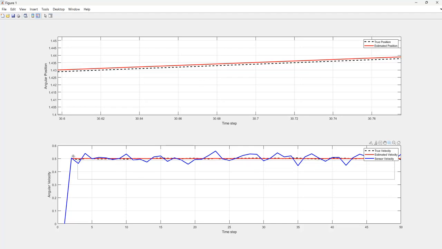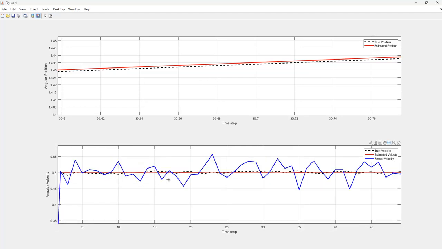But in the second case, see that we have true velocity with the noisy signals, and the sensor velocity is a noisy signal. But the estimated velocity is going to do what? The straight line in here. This is a good performance for the angular velocity values in here.